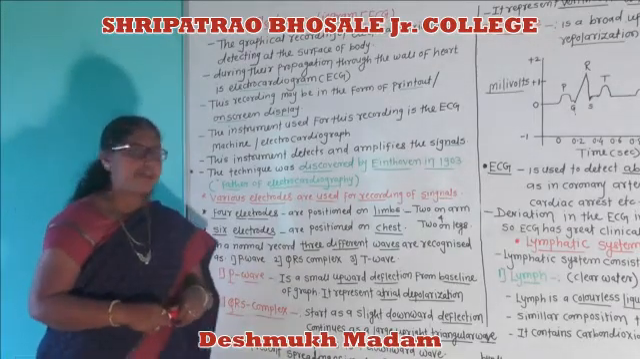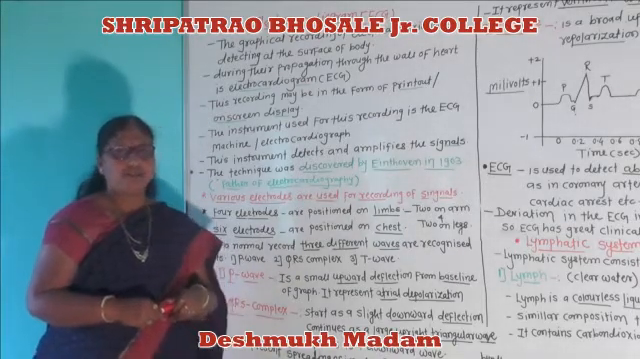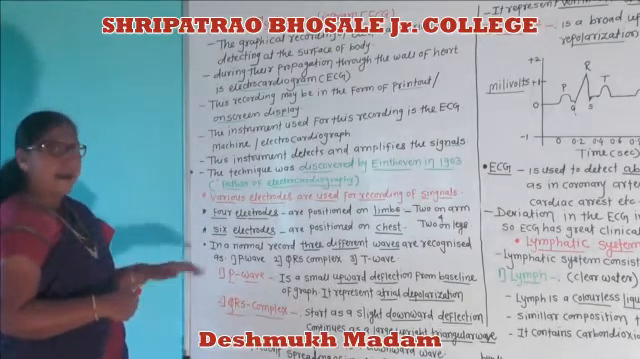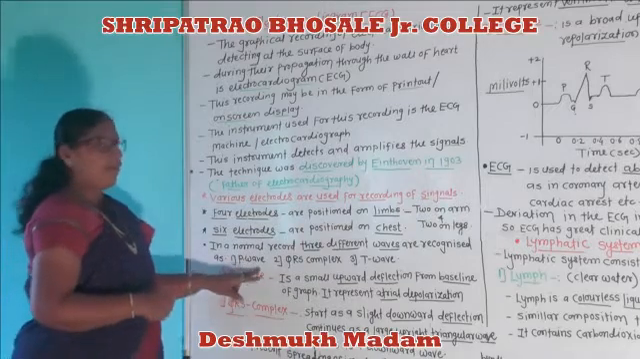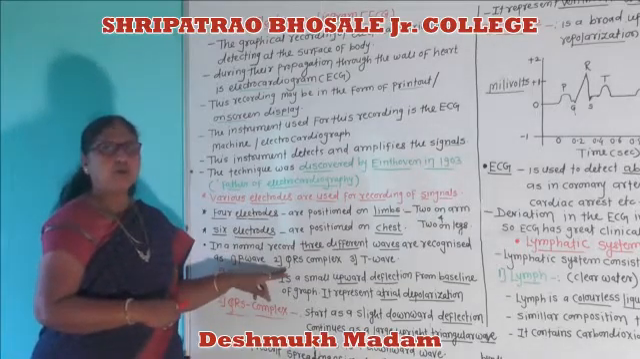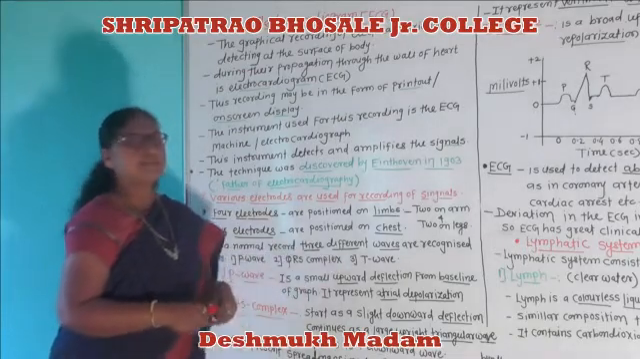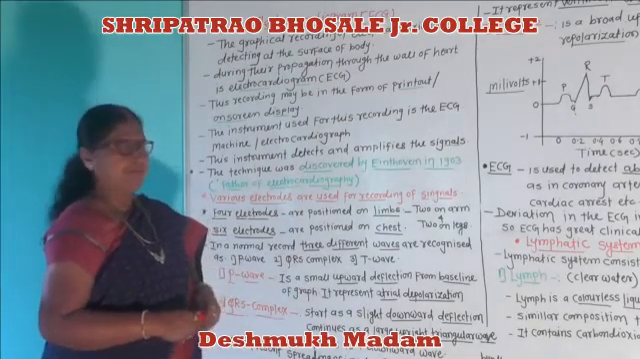In a normal record of ECG, three different waves are recognized. First is the P wave, second is the QRS complex, and third is the T wave.